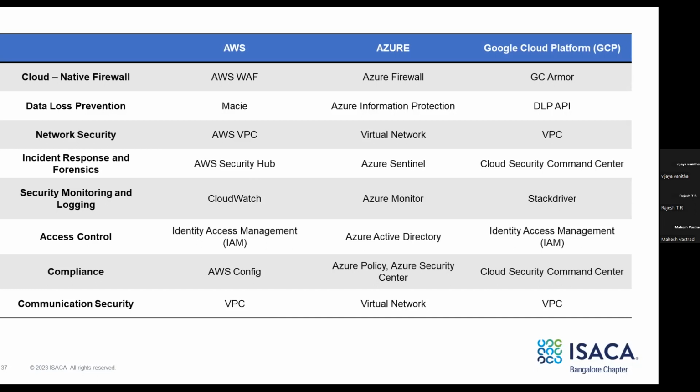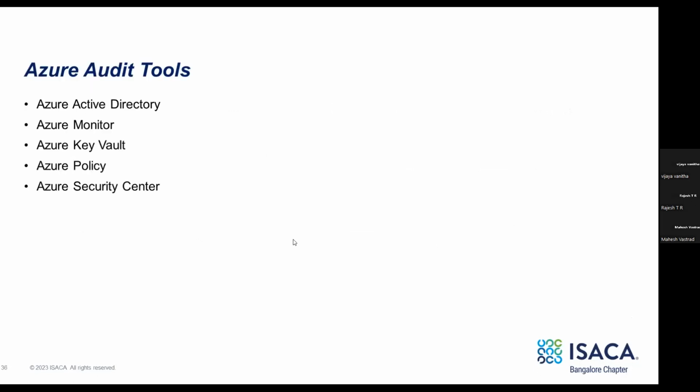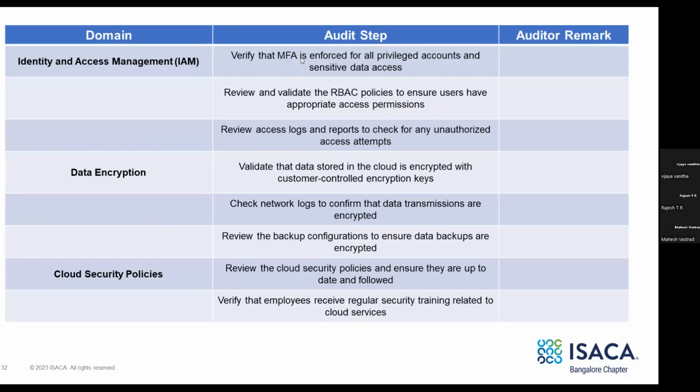So AWS Artifact, in the sense that we are going to collect the logs. Logs themselves are artifacts. Any artifact, like firewall logs, data loss prevention policies, network security, VPC logs, incident response and forensic logs, are the artifacts which we collect from AWS. For identity access management, what access or management controls are in place. Two-factor authentication logs, RBAC role-based access control policies, whether they are there or not. We need to collect all the access logs.